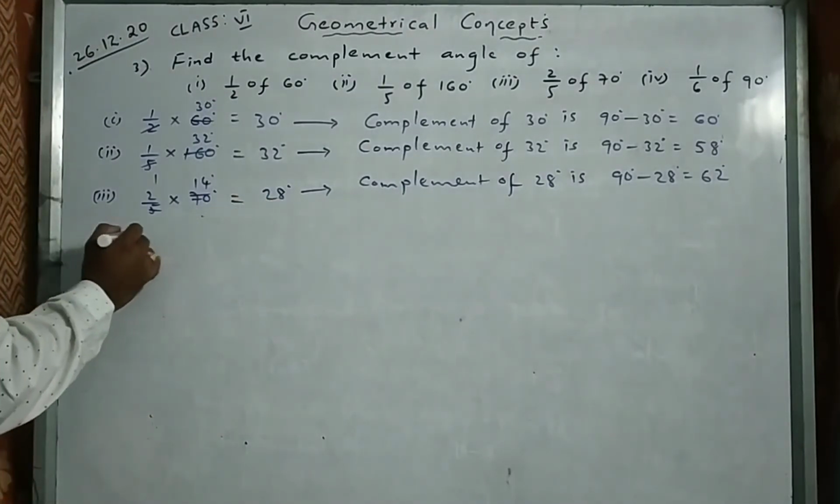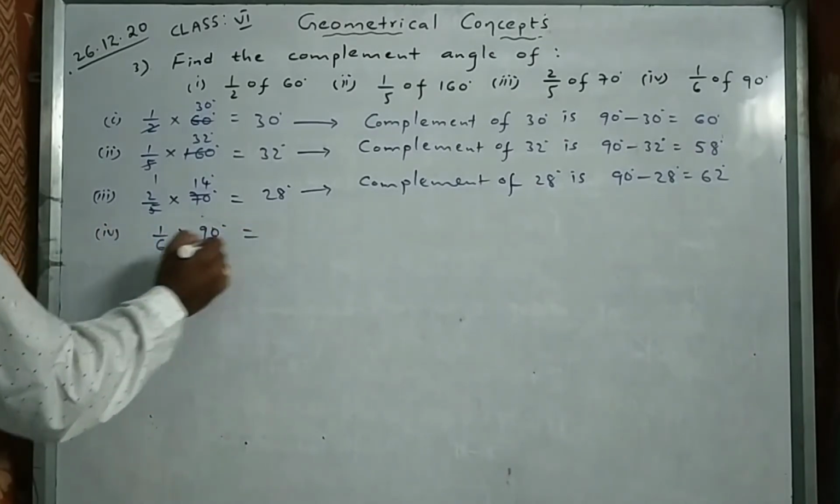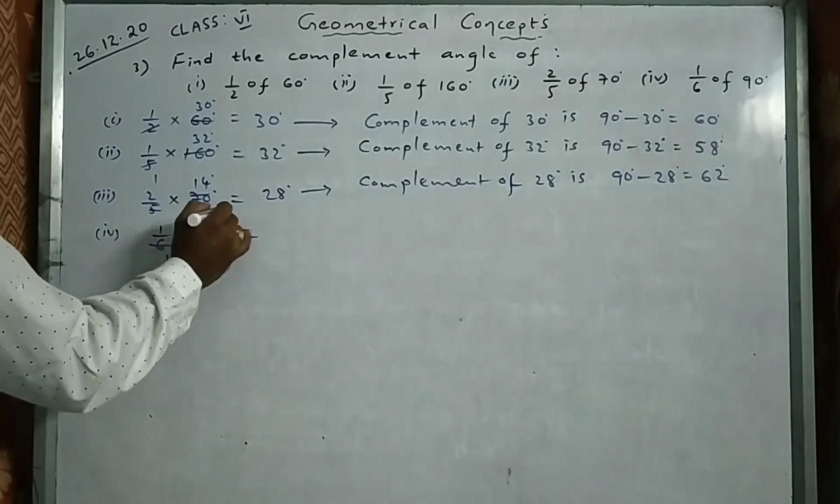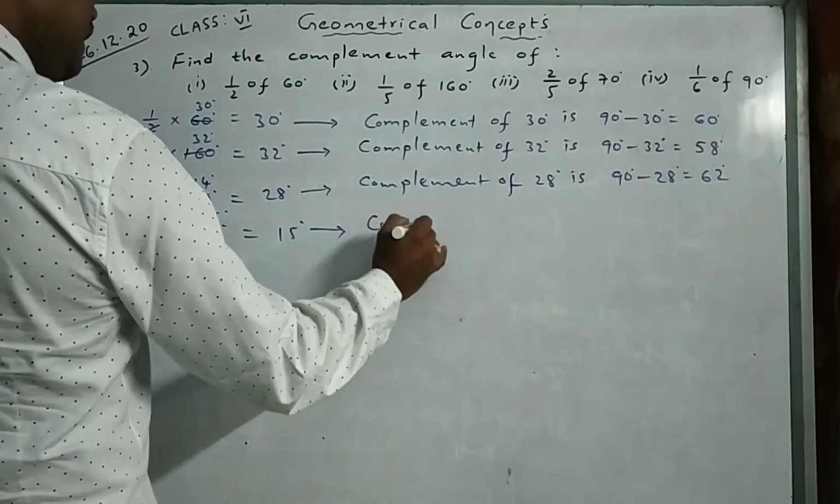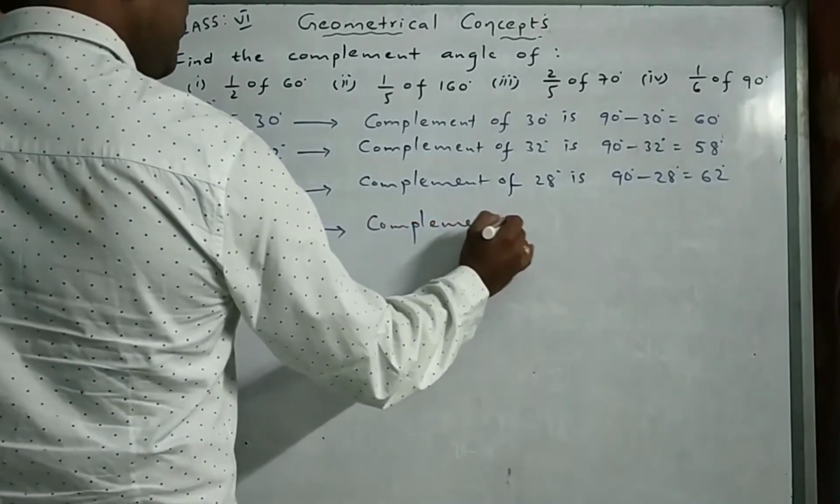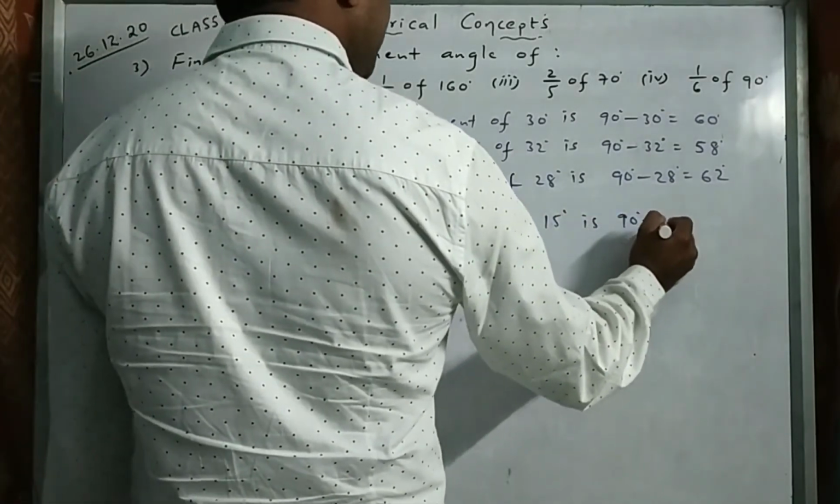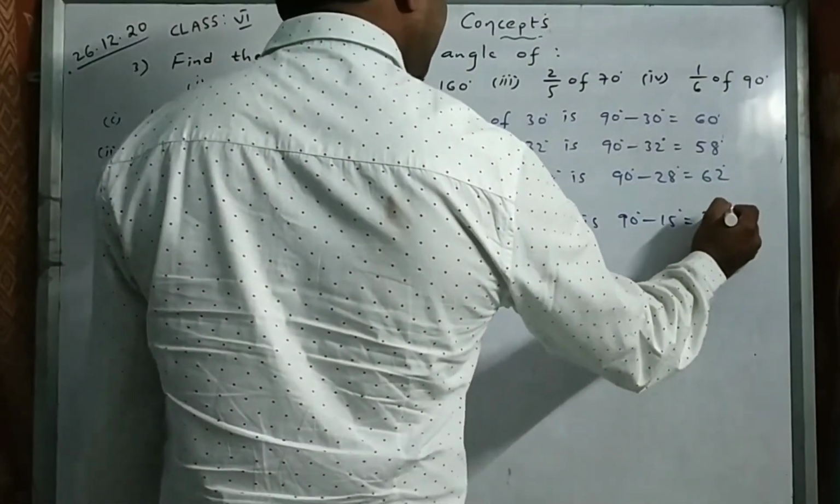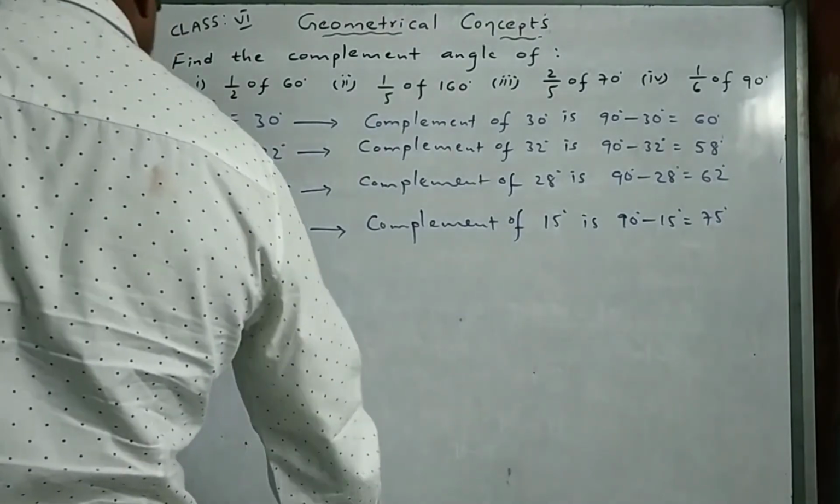You can verify also. 1 by 6, half means multiplication, of 90. Can you cancel this? 6 ones, 6 5s, 15 degrees. So find the complement of 15 degrees. Complement of 15 degrees is 90 minus 15, which is 75. Right? That is the way you have to calculate. Clear? One more I will say.